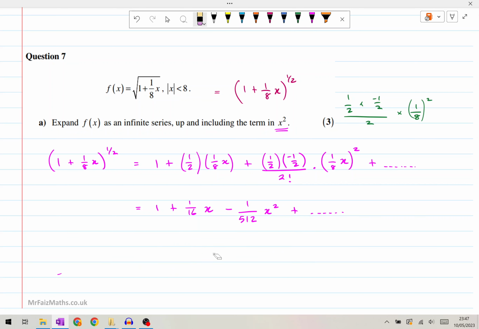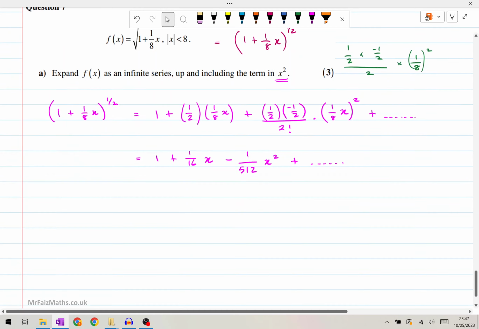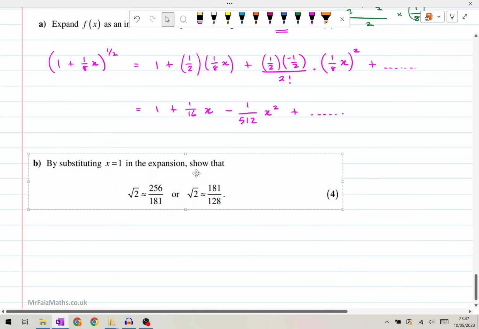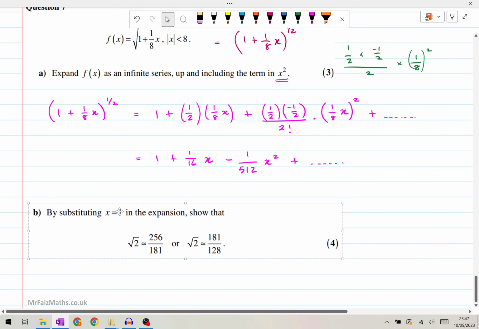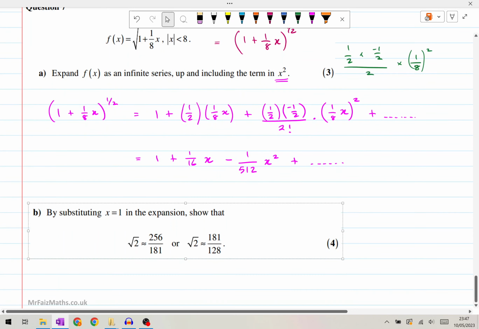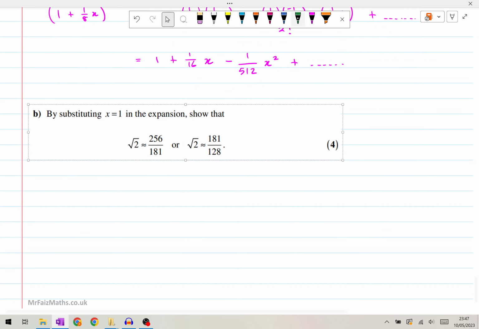Okay, so the second part of the question, on part B, we are told by substituting x equals 1 in the expansion, show that square root of 2 is either equal to this thing or this thing. So the two fractions are not equal to each other. We're just asked to show one or the other. For something like this, if you're given the value to substitute, the first thing you'd want to check is, what does this function actually equal when x is equal to 1? So we'll first substitute f of 1 to see what that gives us.